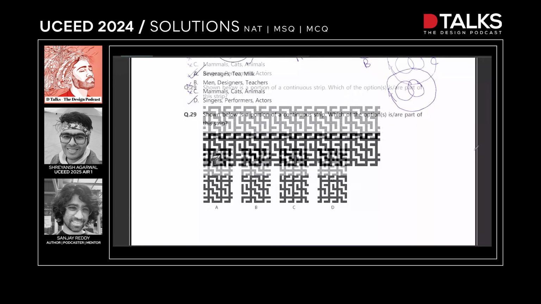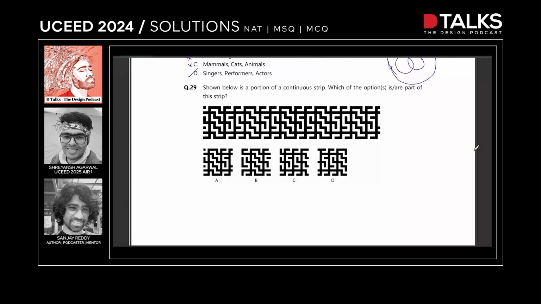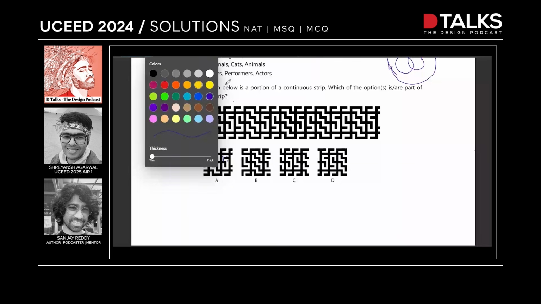A and D. Shown below is a portion of a continuous strip. Which of the options is or are part of this strip? So it's just a guessing game. A good way to do this is to see the figures in between, right? So this makes a five. Let's try to find a five. There's a five here, and so this is basically the first part.